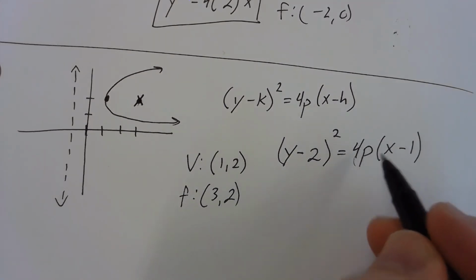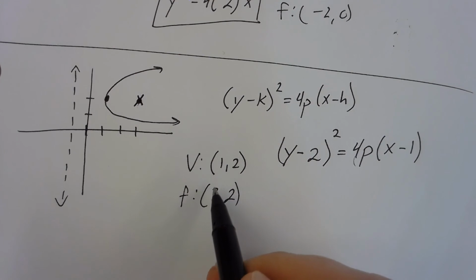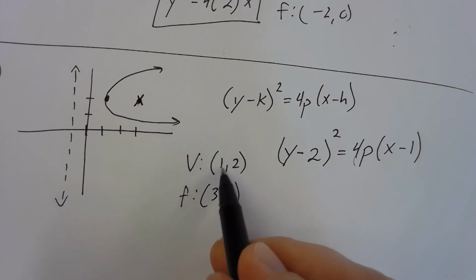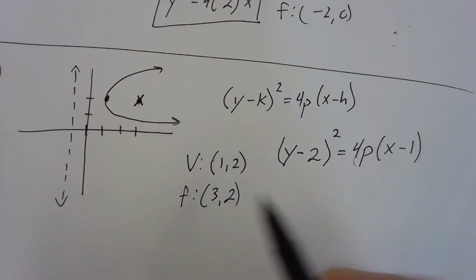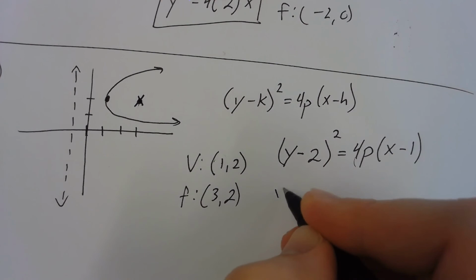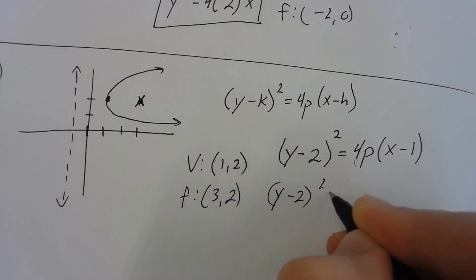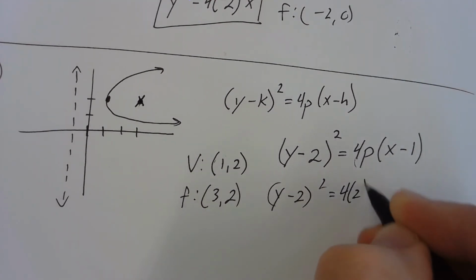Next, I just got to find out what p is. Well, keep in mind that the distance from the vertex to the focus, that distance is actually the value of p. So I have to add 2 to this x value to get to this focus value. So my p value in this case should be 2. So the equation of the parabola that I'm looking for should be this.